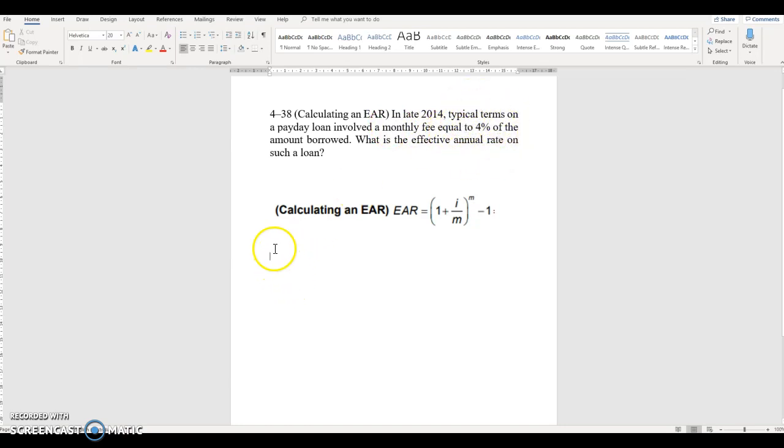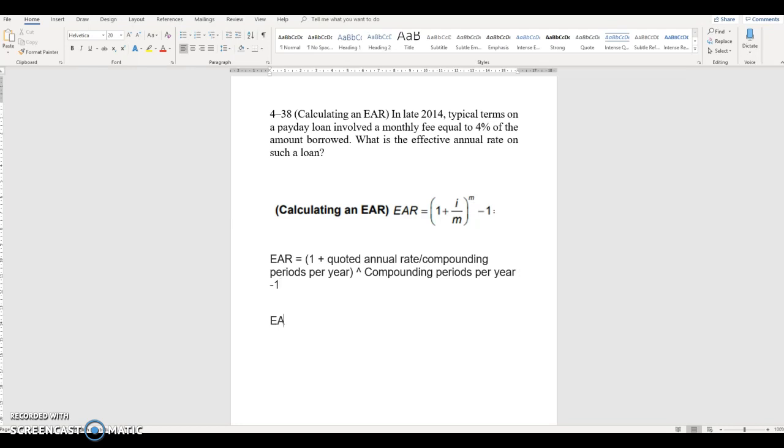So I'm just going to type it out for everyone. Just going to change the size. So effective annual rate is equal to 1 plus the quoted annual rate, which we don't have, divided by the compounding periods per year, which we do have, to the power of 12, which is the compounding periods per year, minus 1.